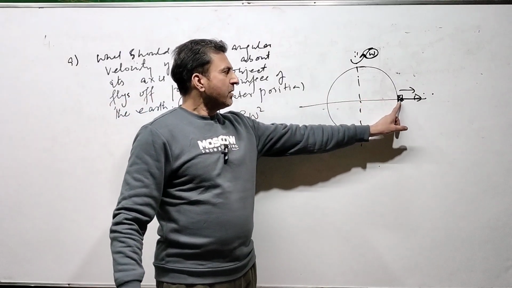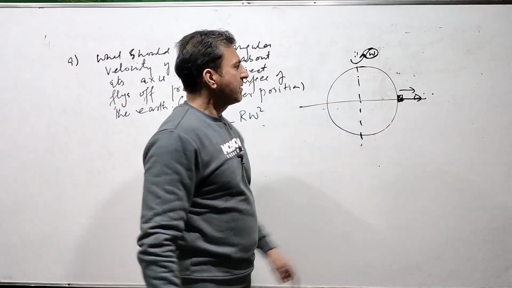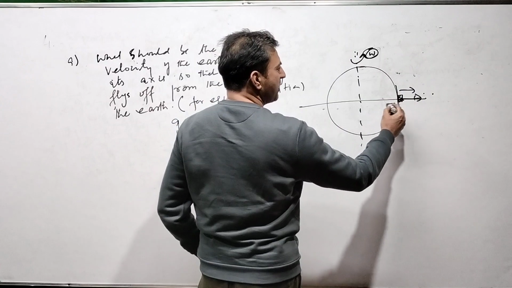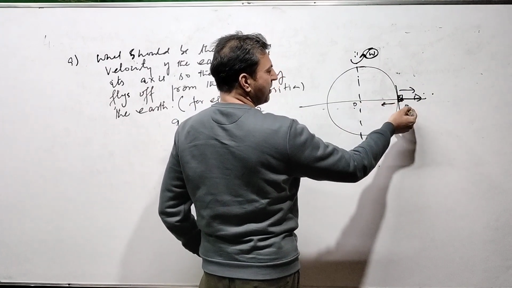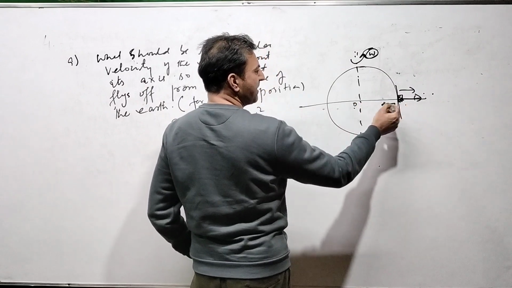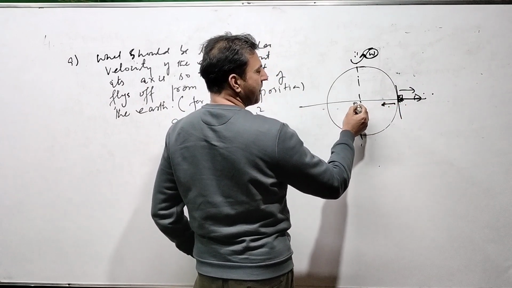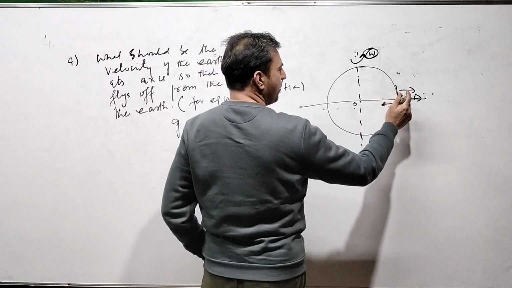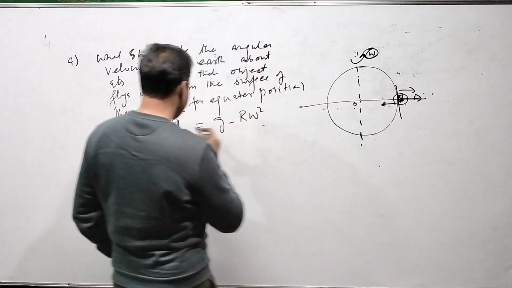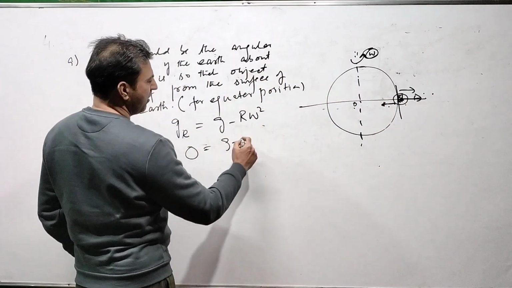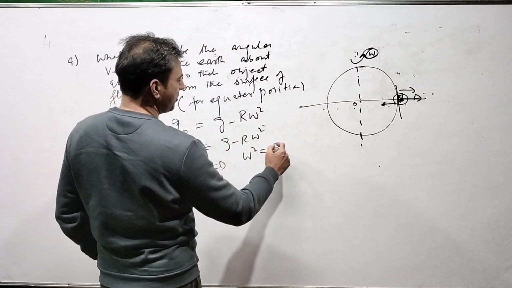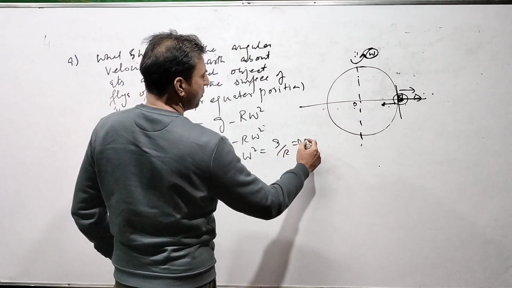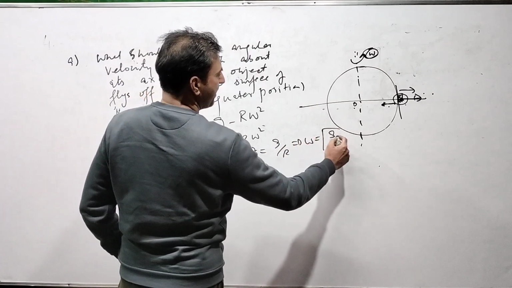When the object is thrown into space, that means there is no acceleration towards the center of the earth. That means its weight is 0. That means the effective acceleration toward the center is 0. When the acceleration toward the center is 0, that means g minus r omega square is 0. So it's g equals r omega square. That will give omega square equal to g by R. So omega is equal to root of g by R.